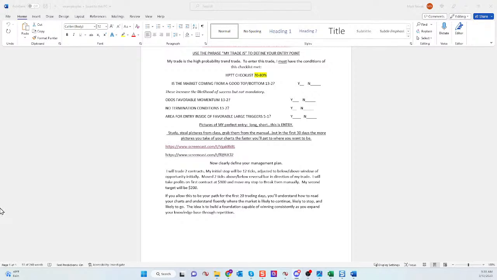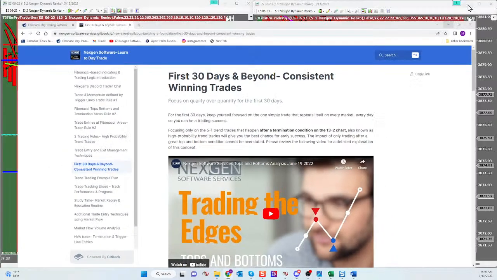Trade 2 contracts, initial stop will be 12 ticks. I'll move it above or below the window of opportunity. I'll take profits at 100 and 200. Guys, if you allow the first 20 days to be your entries, and keep your management very mechanical, your experience, your ability to read your charts is going to grow your management plan exponentially. But it takes the ability to read to manage. So focus on your entries.